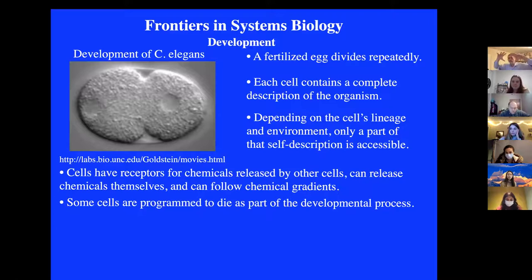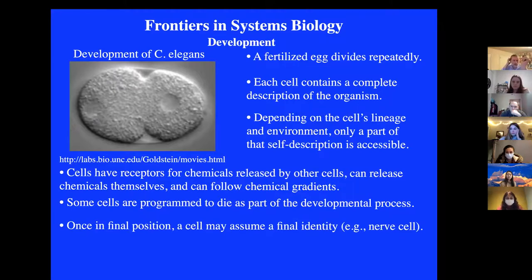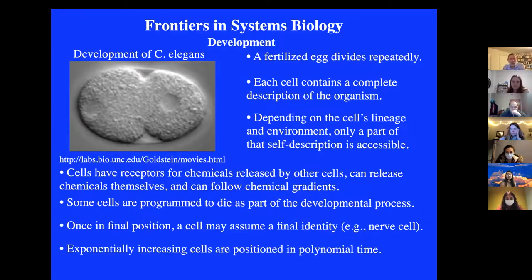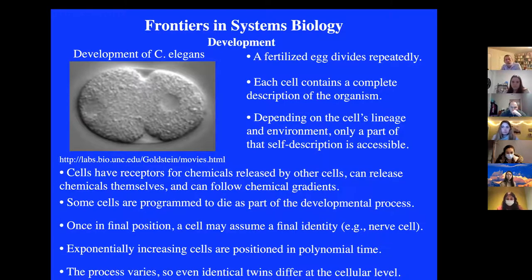Cells can actually form assemblages. Some can die away. And that, for example, if you start with webs, you end up with fingers. And so you have morphology. And once in final position, a cell may assume a final identity, such as a nerve cell. And you have an exponentially increasing set of cells in polynomial time. So notice there's a theme here of dealing with huge numbers of possibilities and narrowing them down very quickly to what's relevant and what's useful. And the process varies, so even identical twins can differ at the cellular level.